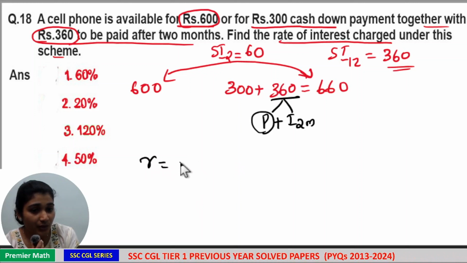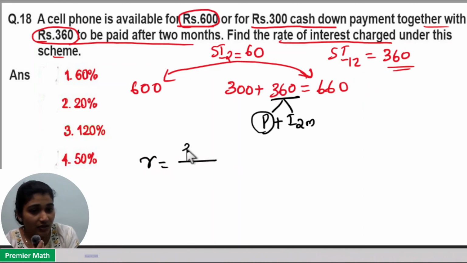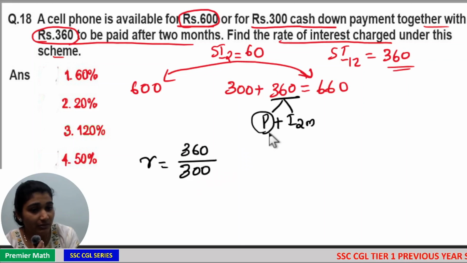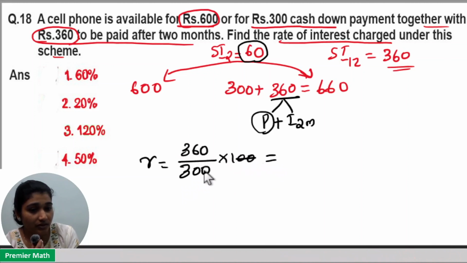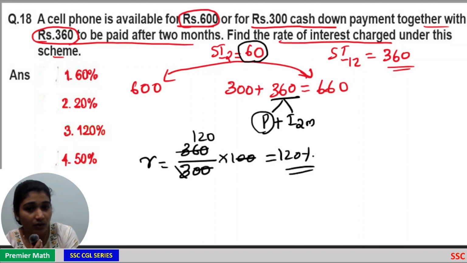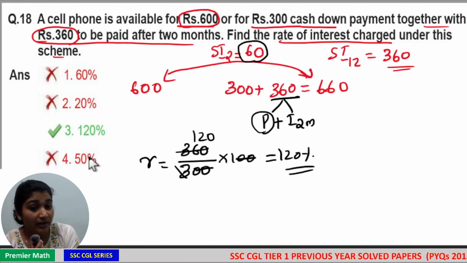Then rate is equal to this 360 rupees interest we get from this principal 300 rupees. Here principal is 300 rupees. We invested this 300 rupees for 2 months. From this 300 rupees, we got this 60 rupees as simple interest for 2 months. Then for 12 months, simple interest is equal to 360. Now if you convert it into percentage, here 3 goes 120 times in 360. So 120 percentage is the rate. Option 3 is your answer. Here rate for 1 month is not asking.